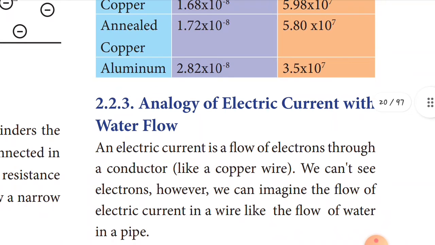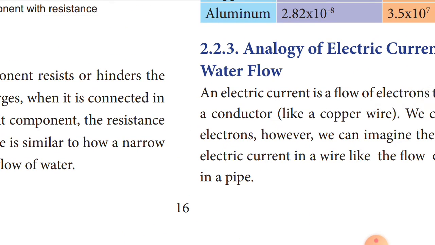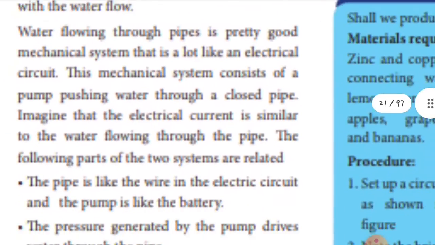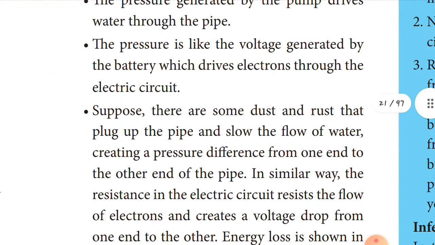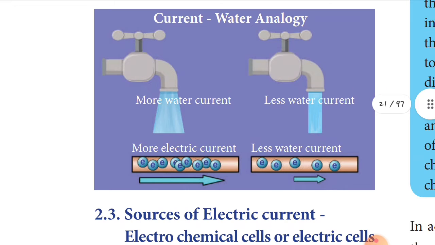And the next one is the analogy of electric current with water flow. Already I told you, children. Electric current flows from the higher potential to the lower potential. High pressure generated from the pump drives the water flowing very quickly. Current water analogy. See this here, more water current. Here, less water current. More current means the electrons are moving very fast, and less current means the electrons move very slowly.